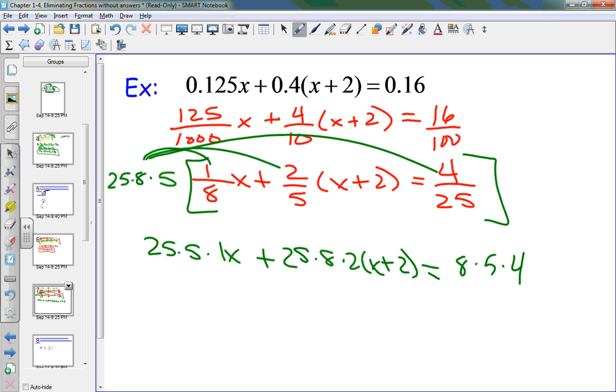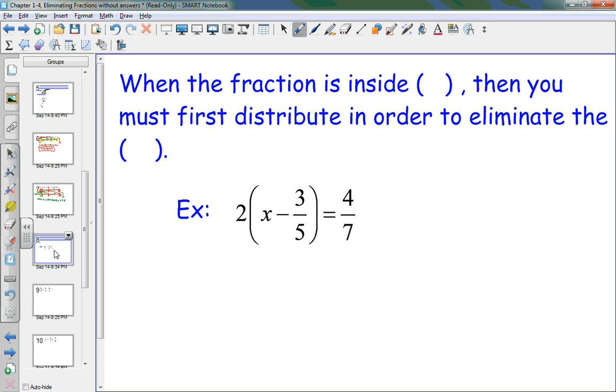Okay. Now I want to draw your attention to one last thing here. When the fraction is inside the parentheses, you cannot do it. If the fraction is on the inside of the parentheses, you have to distribute first to get the fraction out of the parentheses. Do we understand that? So in this case, I'm going to take 2 times x minus, put that over 1, 2 times 3 is 6 over 1 times 5 is equal to 4/7. Now, since I have no parentheses, can I do my trick? Yes.